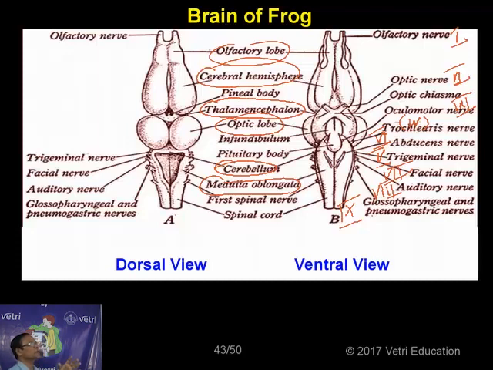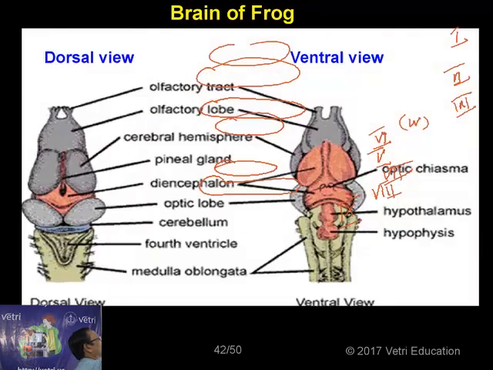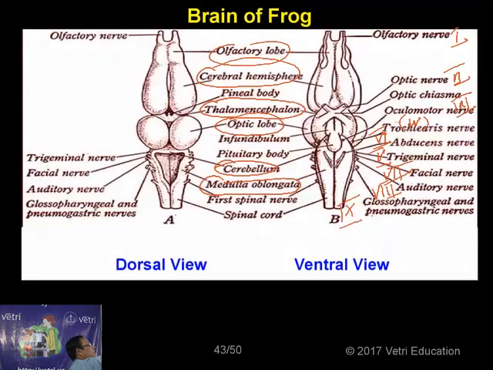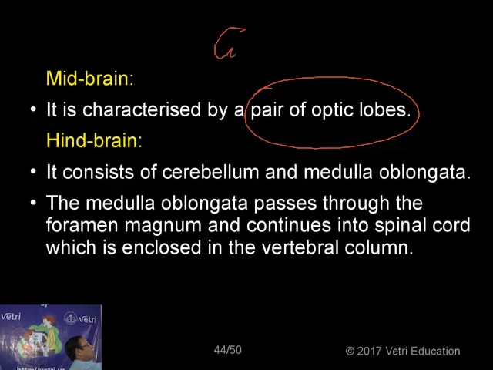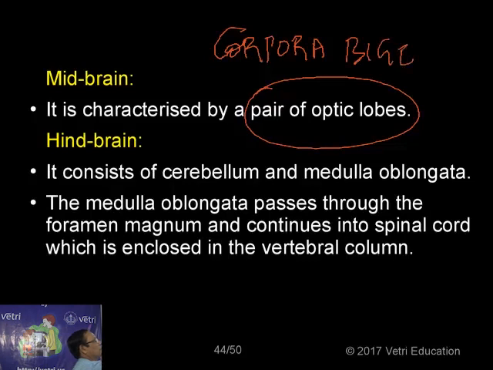So this is the arrangement of the nerves and also the olfactory lobes, all included. Both the central and peripheral nervous system are included here. It's not necessary that you remember that one. We'll talk about the different types of nerves in the human body. There you have 12 pairs of cranial nerves. Now the midbrain is characterized by a pair of optic lobes, called corpora bigemina.